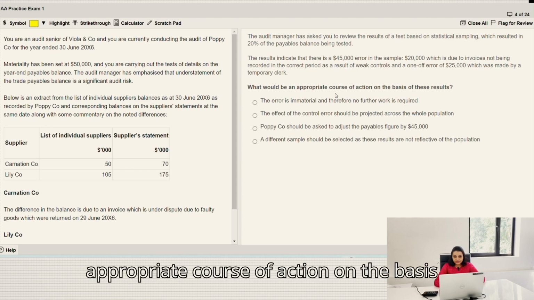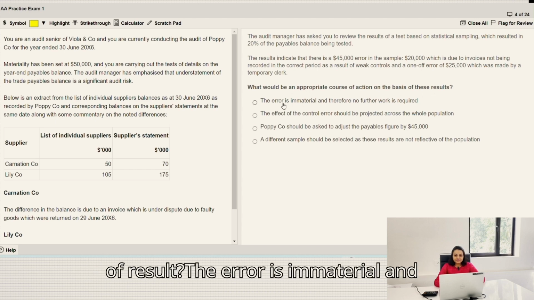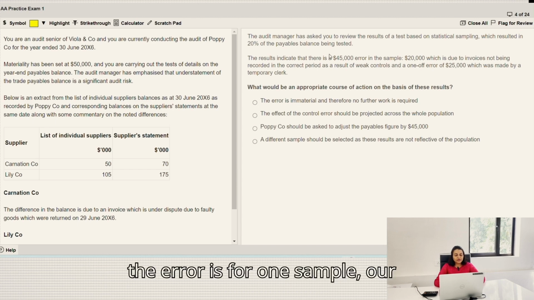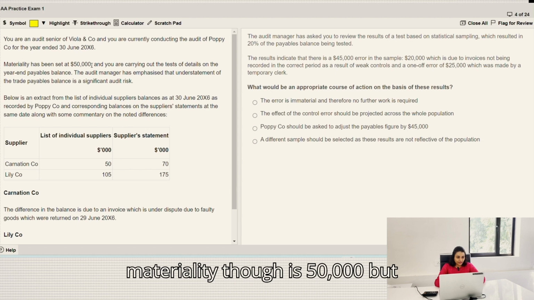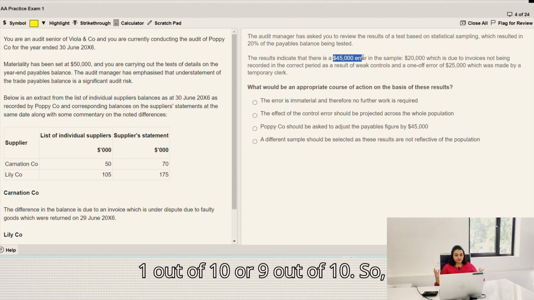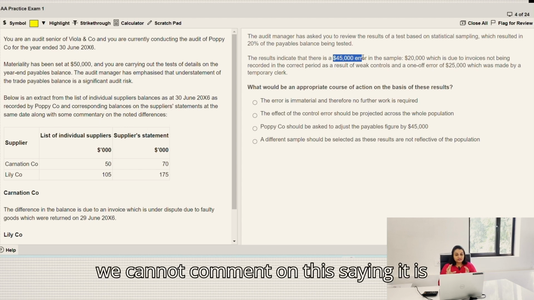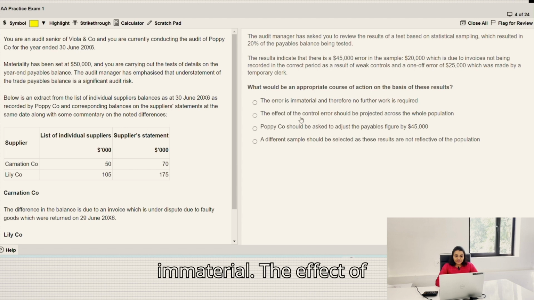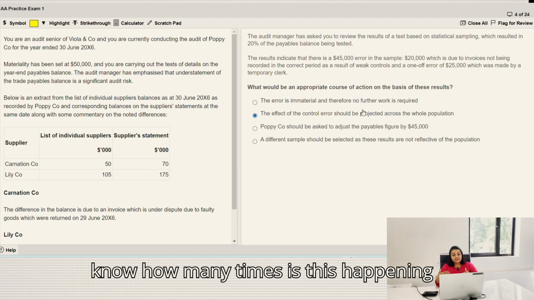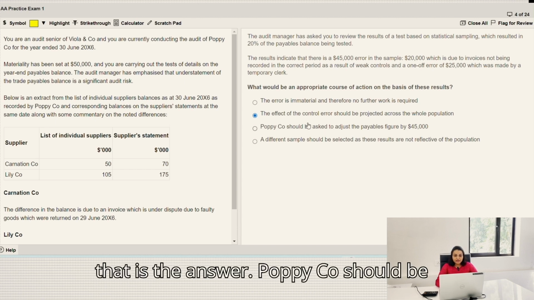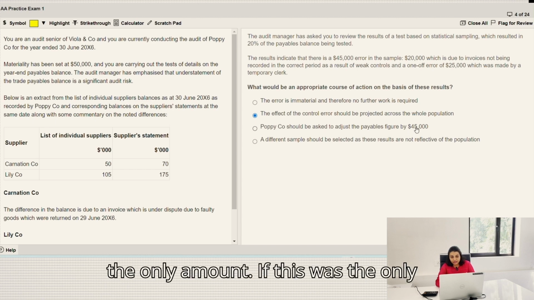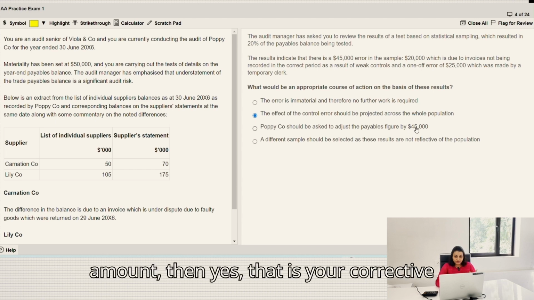What would be an appropriate course of action on the basis of result? The error is immaterial and therefore no work is required. Remember, the error is for one sample. Our materiality though is 50,000, but because we don't know if this is 1 out of 10 or 9 out of 10, we can't comment on this saying it is immaterial. The effect of control error should be projected across the whole population. So again, I need to know how many times this is happening. That's the answer. Purple Co should be asked to adjust the payable figure by 45,000. Again, we don't know if this is the only amount. If this was the only amount, then yes, that's your corrective action.